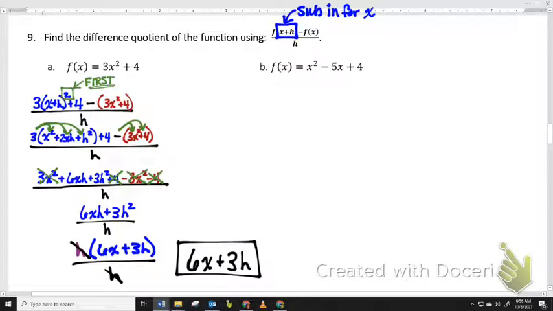Yes, Caleb? When you take out the h, I took it out of the denominator too. Wait, this is wrong, but I put it as h and then parentheses 6x plus 3h, and I just left the 1 at the bottom. Oh, yeah, you have to cancel those h's out, because we want it fully simplified, and that means if anything can reduce, we have to reduce it.